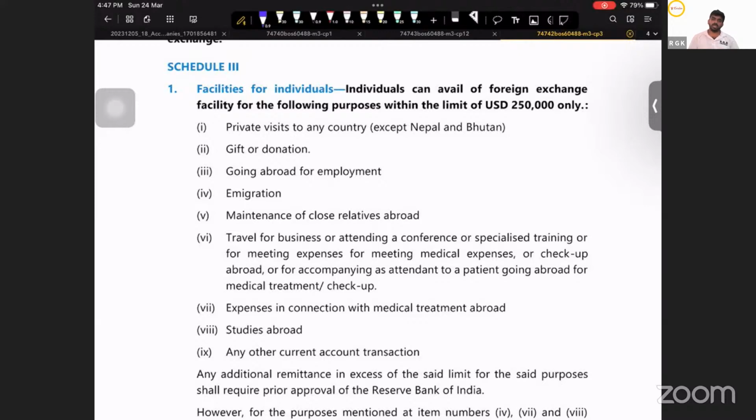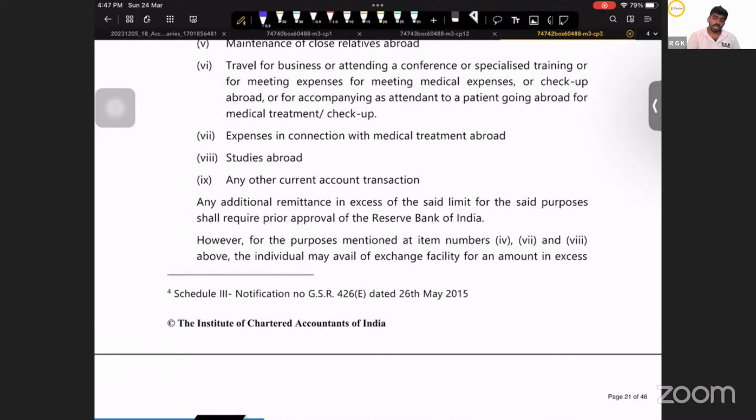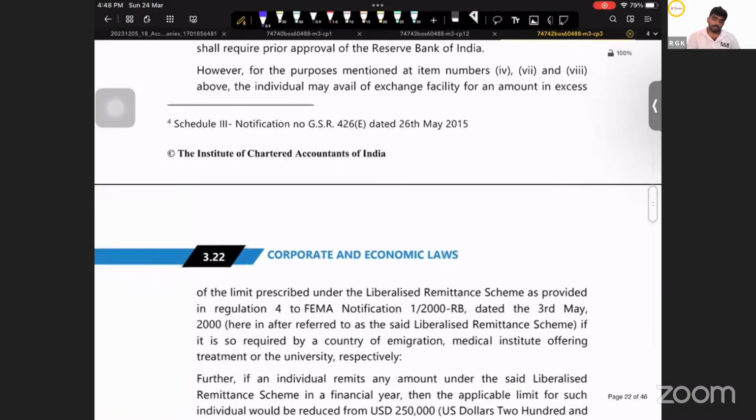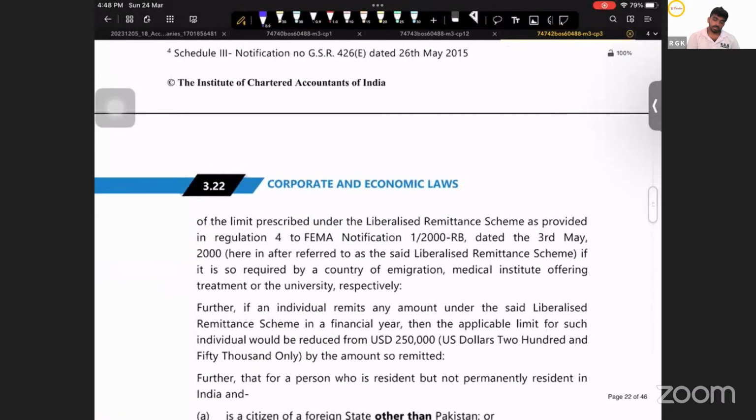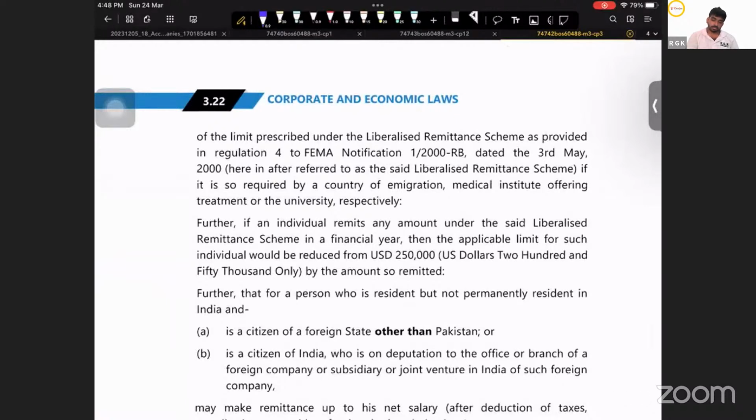These are the things to be kept in mind with respect to Schedule 3 transactions. Next, however, if an individual remits any amount under the said LRS, this entire scheme is called the Liberalized Remittance Scheme by RBI, under which you can draw $250,000. So under LRS, if any individual remits any amount in a financial year, then the applicable limit for such individual would be reduced from $250,000 by such amount so remitted.